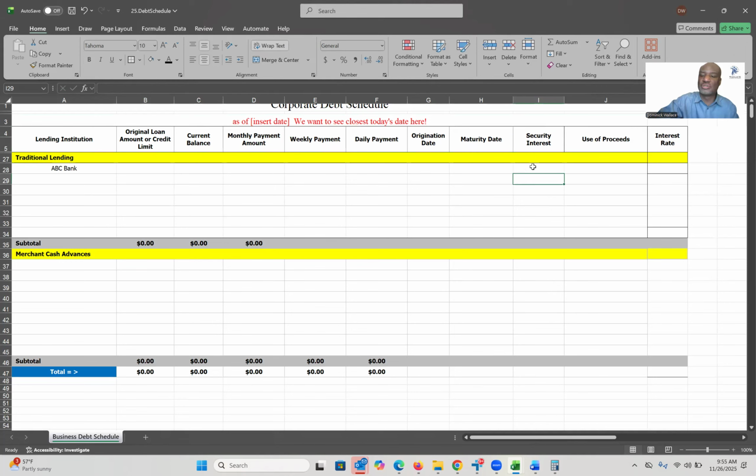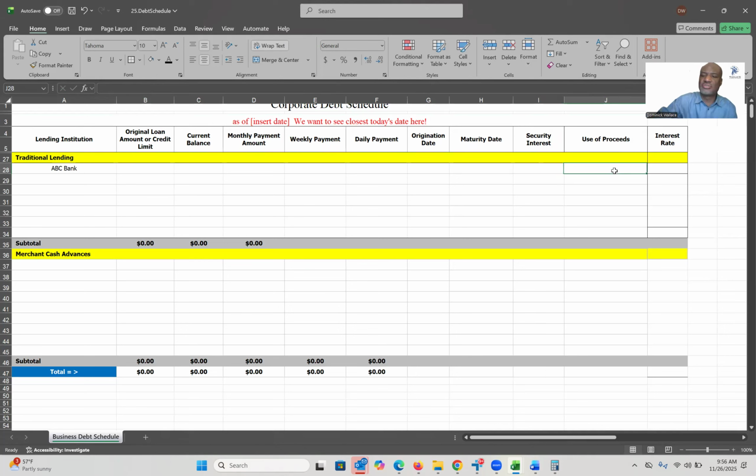And this is really important. Now, if it's unsecured, meaning there's no collateral per se, the security interest is more the business, meaning that it's been filed. There's usually a UCC filed on the business. So you just say the business here if it's just the business, or if it's a specific collateral, then you put that down there.